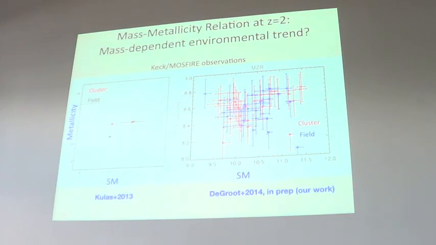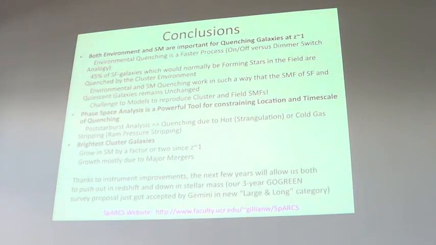But it could be interesting. Anyhow, I'm not going to read everything on the conclusion slide, because I think I've said it all. But the point I would like to make is that thanks to these types of instrument improvements, the next few years will allow us both to push out in redshift, so we'll be able to address environmental questions at even higher redshift, but will also allow us to push down in stellar mass.